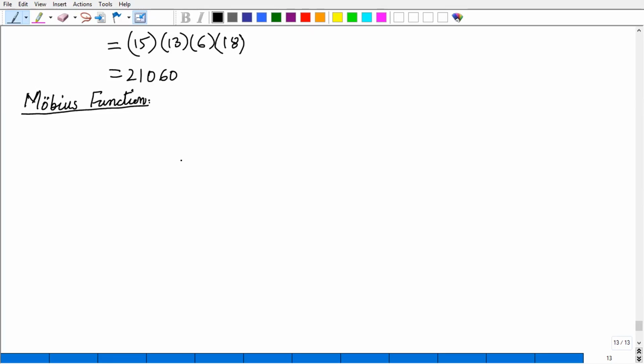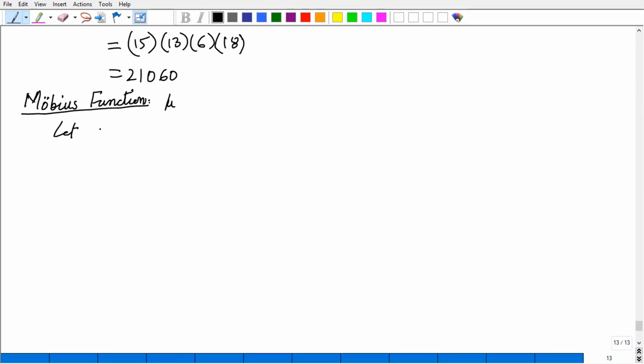Okay, so how can we define the Mobius function? The Mobius function is represented by mu. This is defined on positive integers.